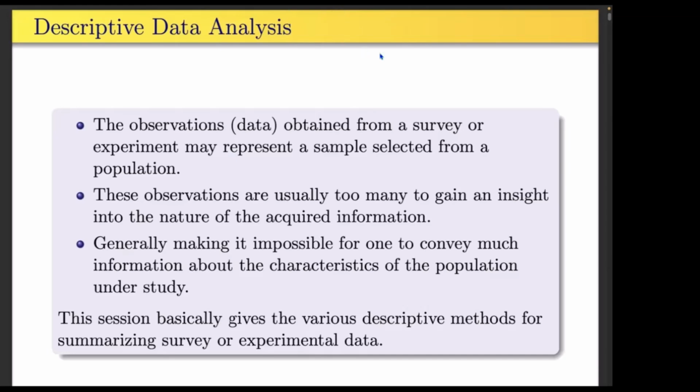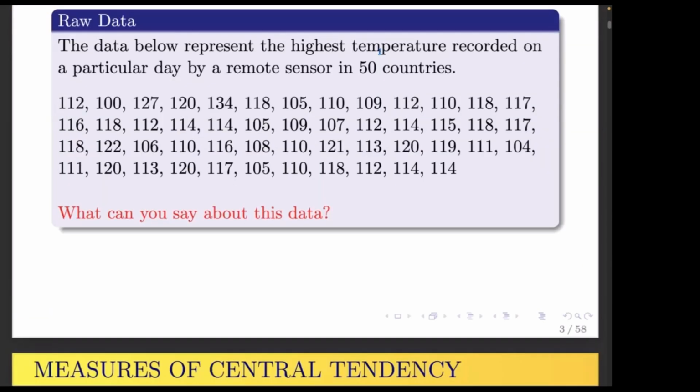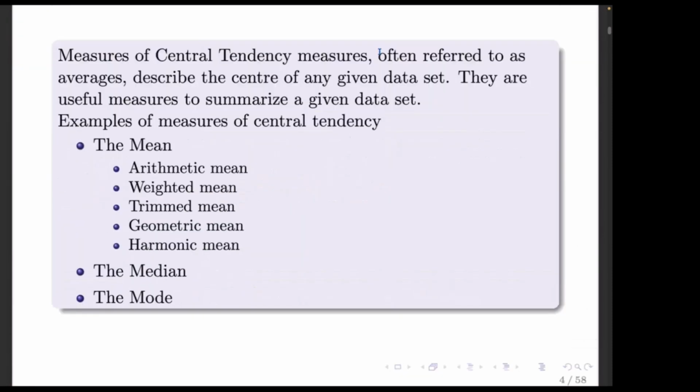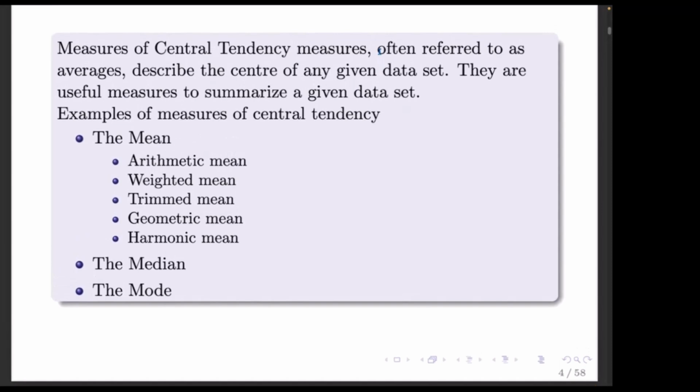Under the measure of central tendency, we have the mean, the median, and then the mode. Now the arithmetic mean is the normal mean we all know. We sum all the data points, so probably 2 plus 3 plus 4 plus 5 plus 6, over the n.